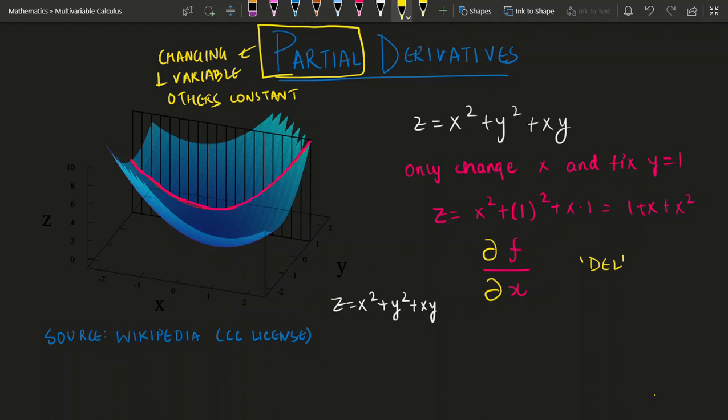If you want to figure out del z over del x, where z is the function here, the way you would proceed is that you now know you are keeping y constant. So now I'm not really assigning a value for y, we are just saying that y is a constant. So this is just del over del x of x squared plus del over del x of y squared plus del over del x of x times y.